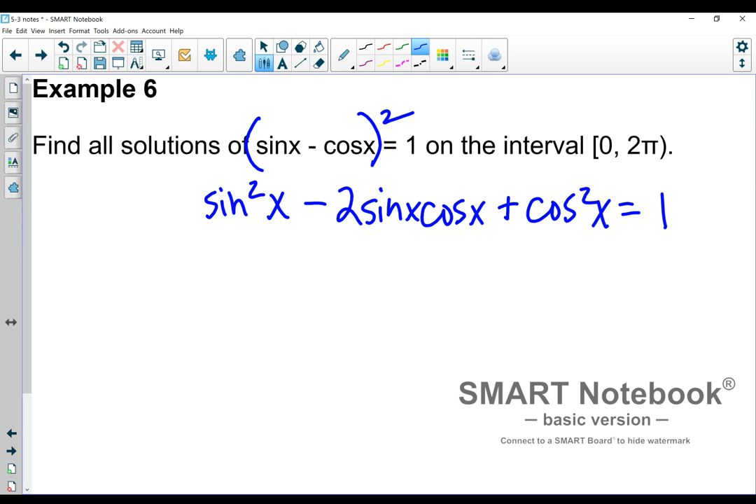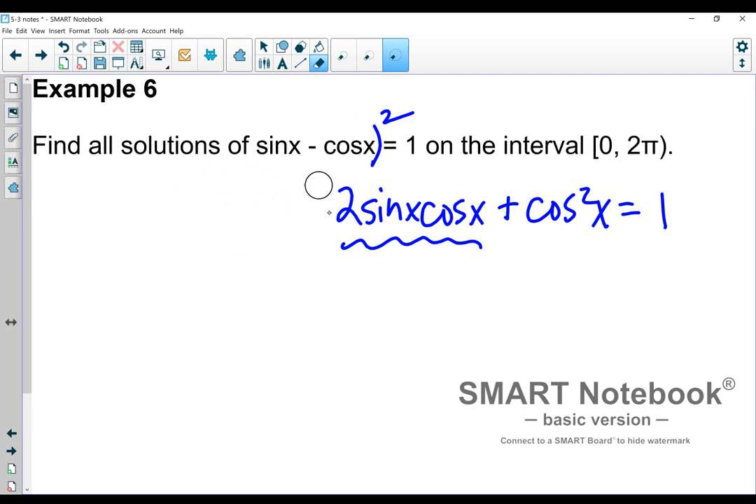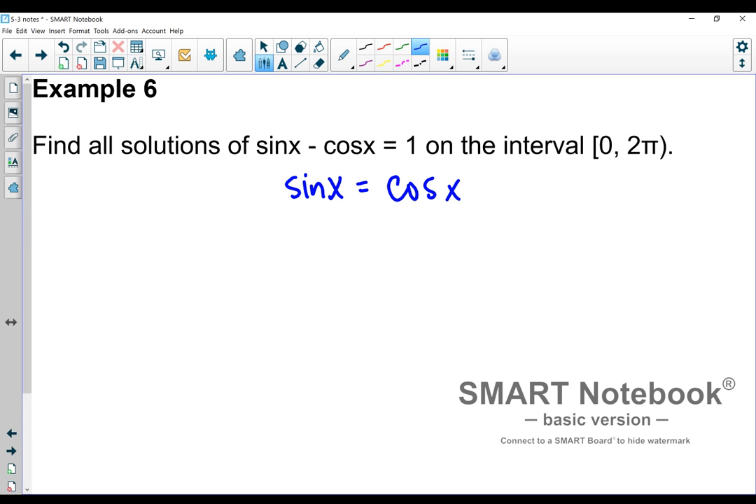So the issue is that I could substitute for that sine squared x. I could make that into a cosine, but I still have this middle term where I have a sine and a cosine. So before I try this magic squaring both sides method, I am going to go ahead and add cosine x on both sides. That way, when I square both sides, I do not have to worry about that middle term.